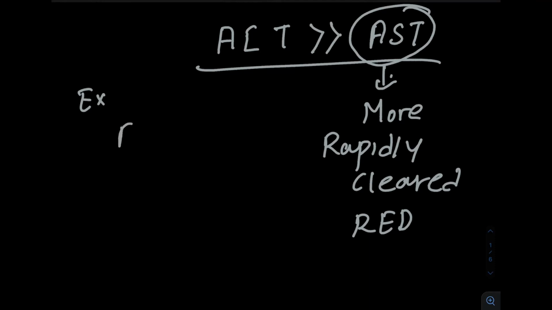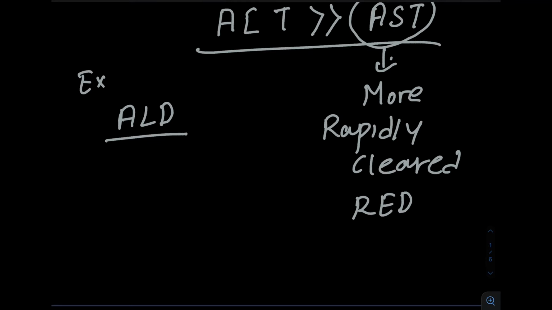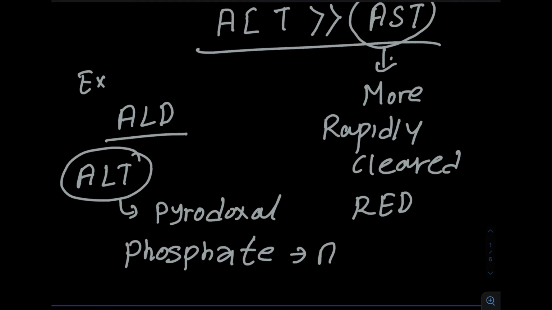The exception is alcoholic liver disease, which is also the most common cause of cirrhosis. What happens in alcoholic liver disease is, try to understand this concept very clearly. For the synthesis of alanine aminotransferase or ALT, there is one substance that is very much essential, that is known as pyridoxal phosphate. This is necessary for the synthesis of alanine aminotransferase. But in the case of alcoholics, this is deficient.